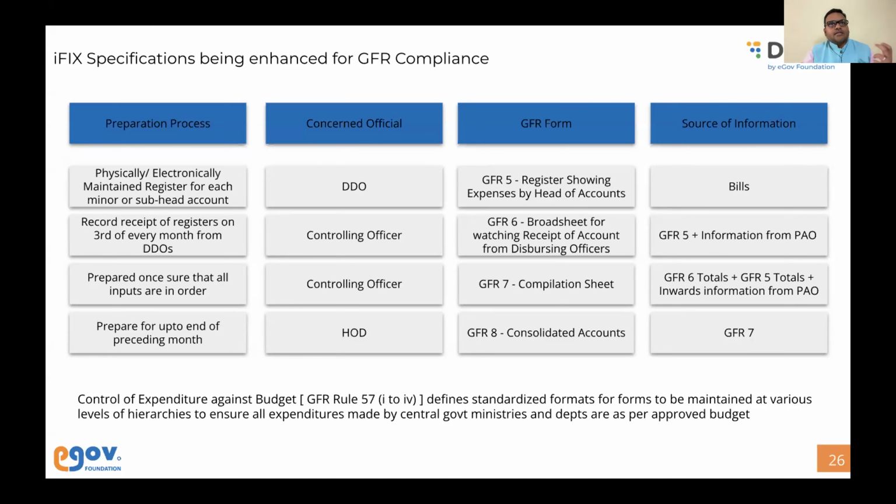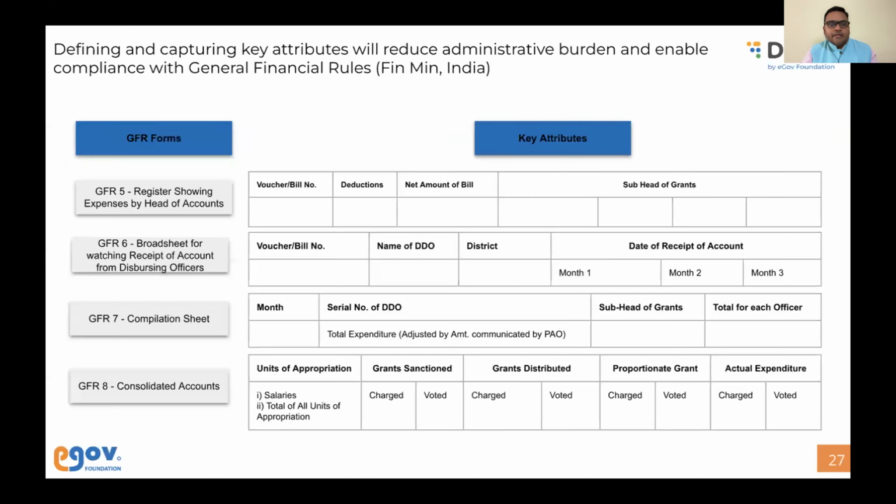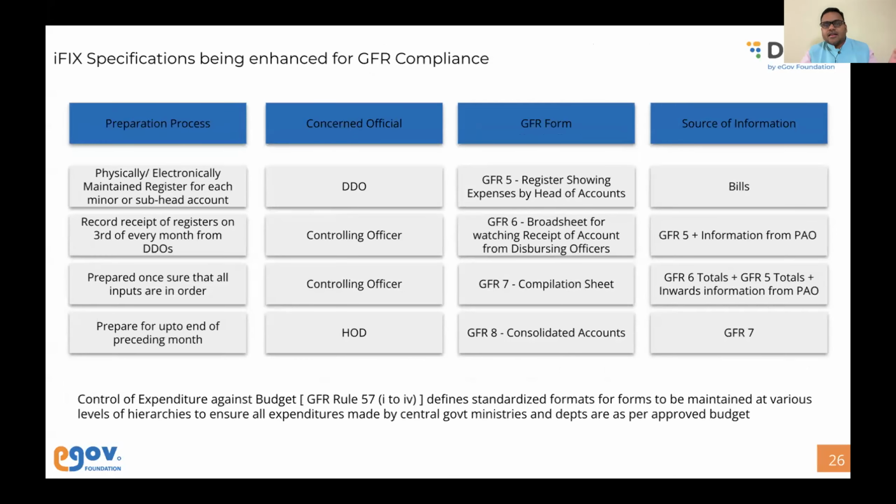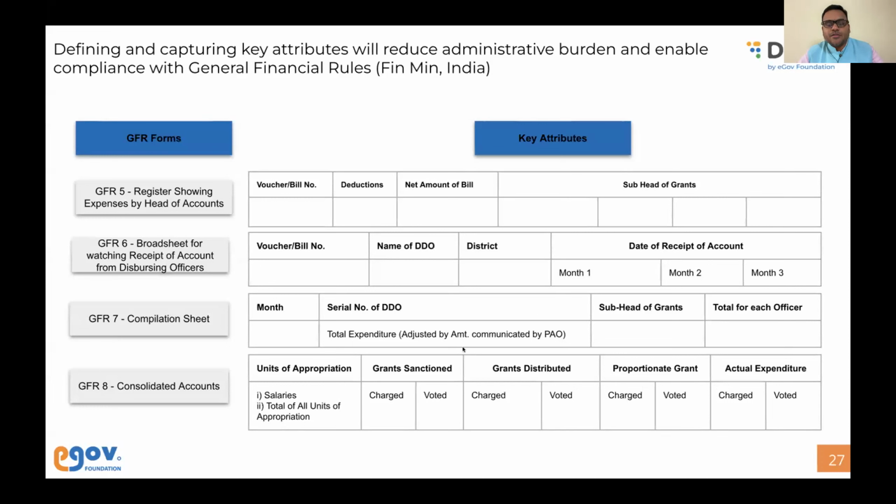I don't know if I have time to go into this, but the idea is that the rules can be looked at in terms of who the actors are, what their interactions are, what the information being exchanged is, and what the formats are. And based on the formats, we can define a set of key attributes on iFix itself that can then make filling up of these forms seamless in real time, and also act as a single source of truth.